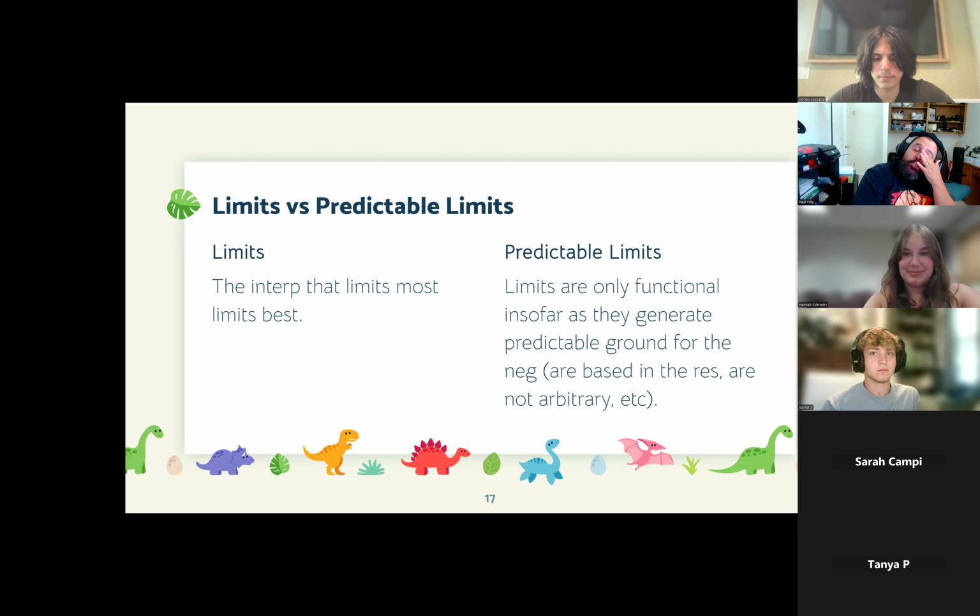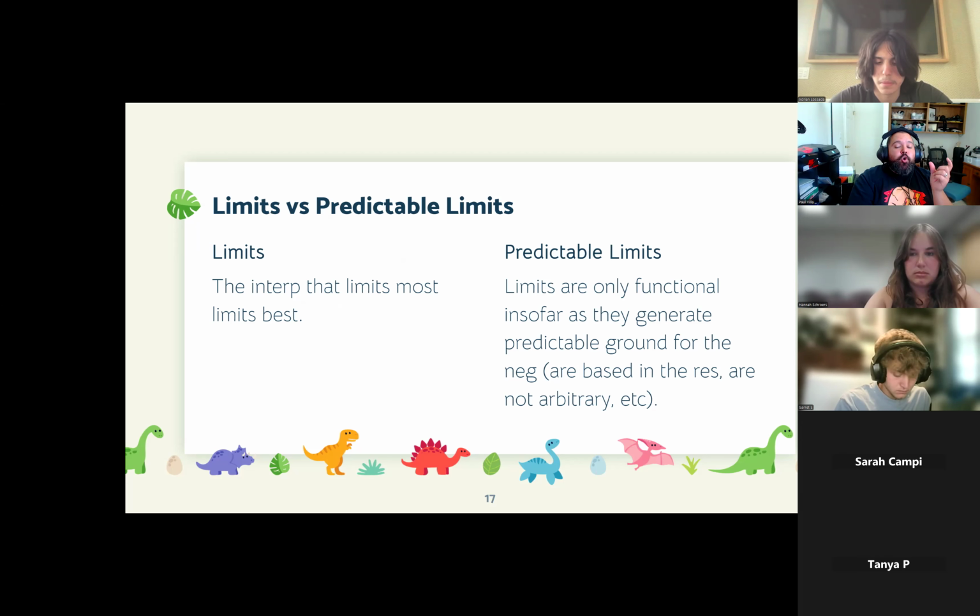Let's talk about the distinction between limits and predictable limits. I think you should only ever be talking about predictable limits, and I'll explain why. The premise of limits is the interpretation that limits most, limits best. The app should have as few options as possible because that is the best way for the negative to be able to engage. The problem with that is what we talked about earlier. What if the app says counterinterpretation, only one thing? Well, now they've link turned your limits offense. They're way more limiting than you were.